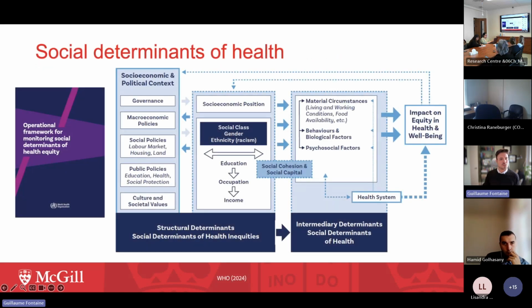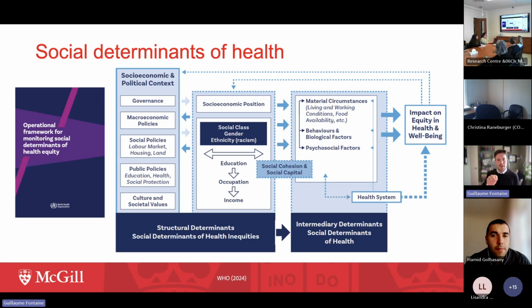So when we're talking about social determinants of health, I like to refer to this WHO framework. It's really an operational framework for monitoring social determinants of health equity. And they delineate two groups of determinants. So structural determinants that are really related to policies, governance, social policies, public policies, culture and societal values, and those intersections with, for instance, socioeconomic position, social class.